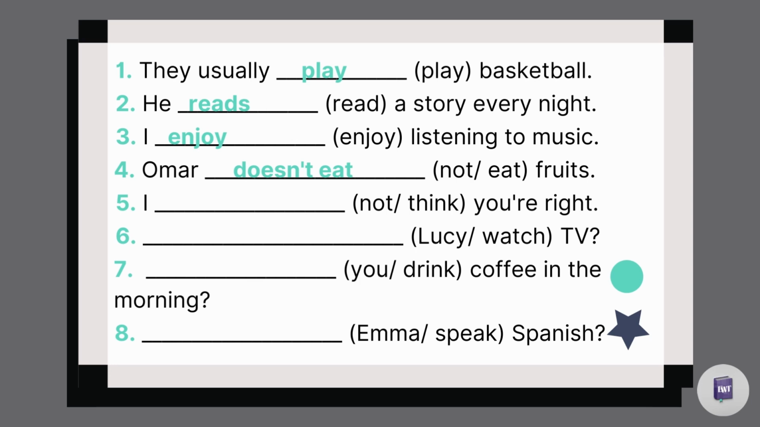Number 5. I don't think you're right. Number 6. Does Lucy watch TV? Number 7. Do you drink coffee in the morning? Number 8. Does Emma speak Spanish? Yes, great job.